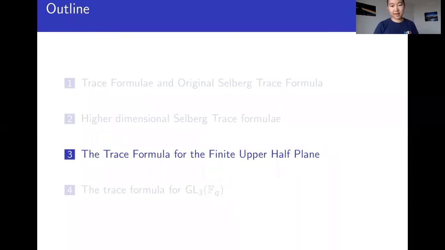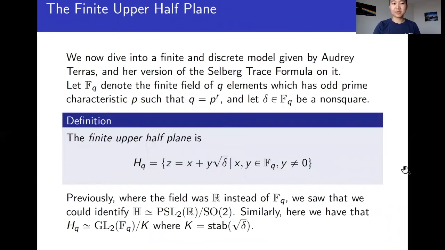And right now I will take us back to the two-dimensional case and consider an even simpler model of the upper half plane, which is finite, and look at the trace formula there. So this model was originally proposed by Audrey Terras, and we replaced the field R with a finite field FQ, where Q is a power of a prime. And then we pick some non-square in this field, delta, and we simply take the square root of delta, which would not be in the field, and put that where i used to go in the complex number case. So then we have this finite analog of complex numbers, and we call this the finite upper half plane.